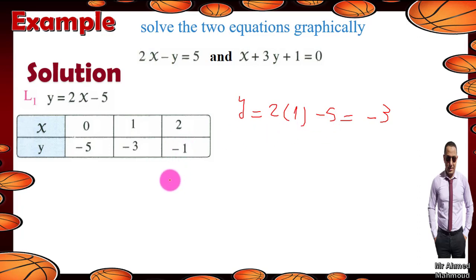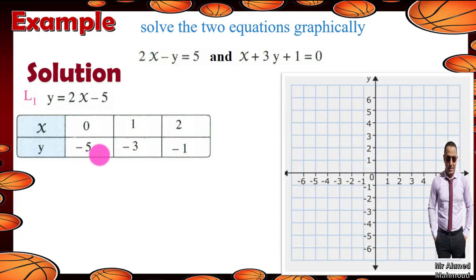So finally, the values of x: 0, 1, and 2; the values of y: negative 5, negative 3, and negative 1. Okay, now it's easy to represent these values in the graph like this. 0 and negative 5. لما يكون الاكس بزيرو يبقى دي belong للواي axis. يبقى هنا 0 and negative 5 here in this position.